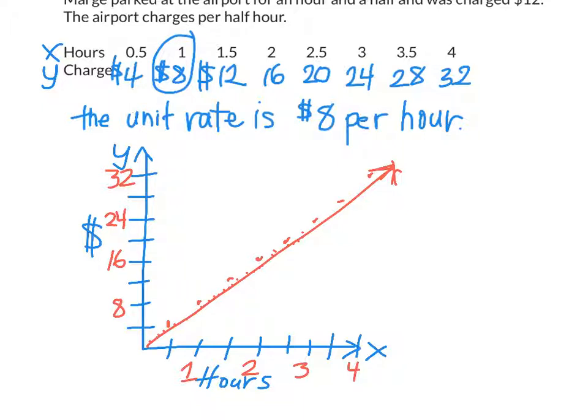So the line really just shows the general increase, whereas really these points are the only valid ones, because even if you do stay only 15 minutes, you're still going to pay $4. Or if you go for 2 hours and 1 minute, you're still going to pay for 2.5 hours because you're over 2 hours. But anyway, that's the graph.